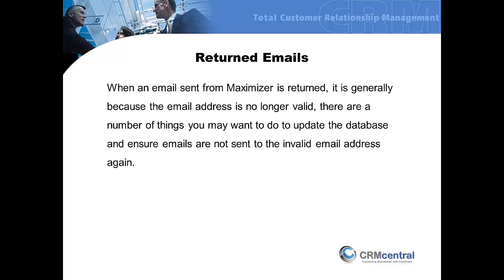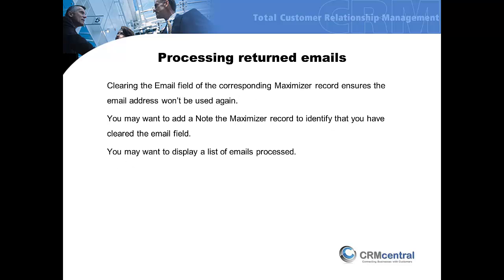During the cleanup phase, there are a number of things you may want to update in the database to ensure the emails are not sent to the invalid email address again. First of all, you'll probably want to clear the email field of the corresponding Maximizer record to ensure the email address won't be used again. You may also want to add a note to the Maximizer record to identify that an email has been returned undeliverable and that you've cleared the email field. You may also want to display a list of the emails processed after you've gone through the email inbox and got rid of all the emails. So let's have a look.